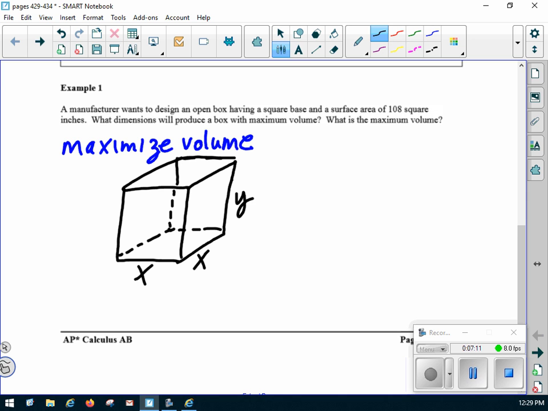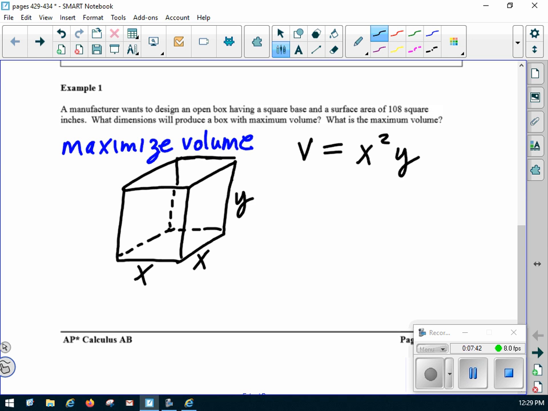Now, what else we got? We drew a picture. Oh, we know the surface area, don't we? Okay. Let me do this first. We want to maximize the volume. What is the formula for the volume? X times x times y, so x squared y.